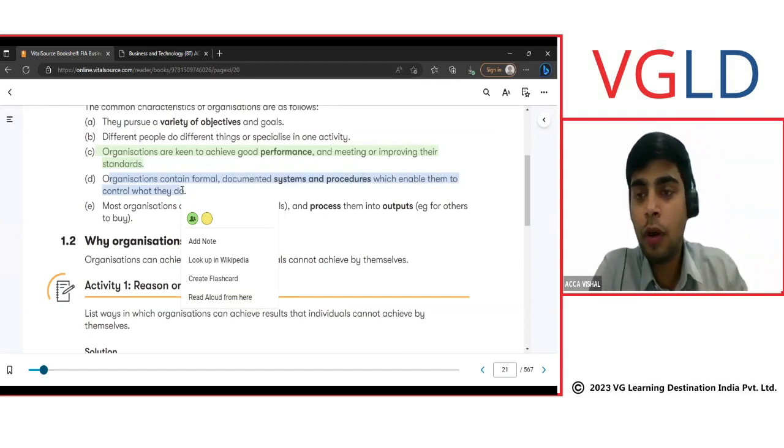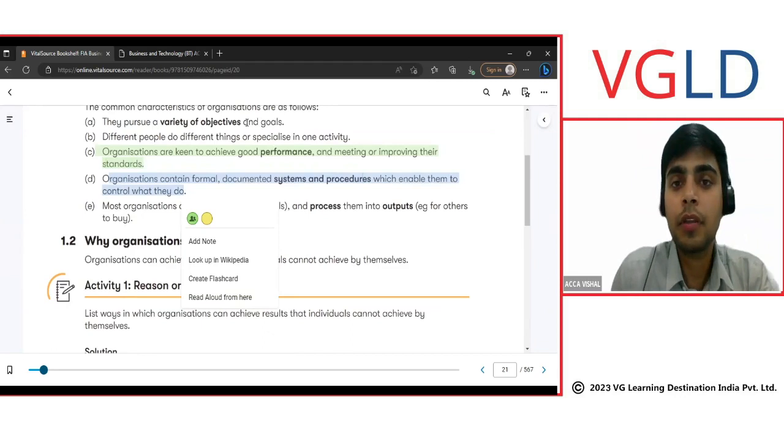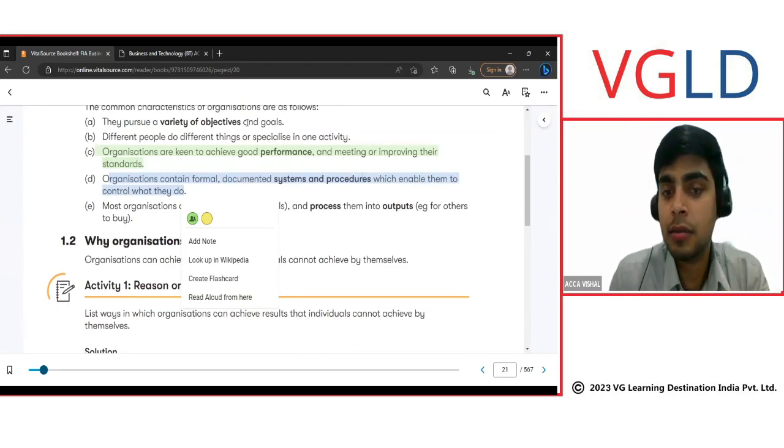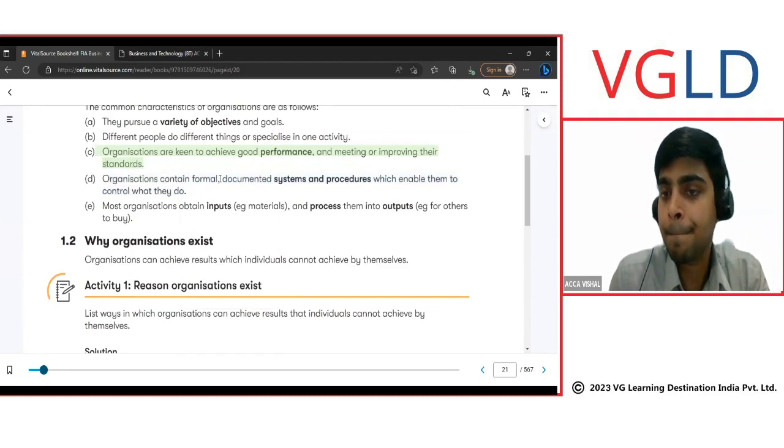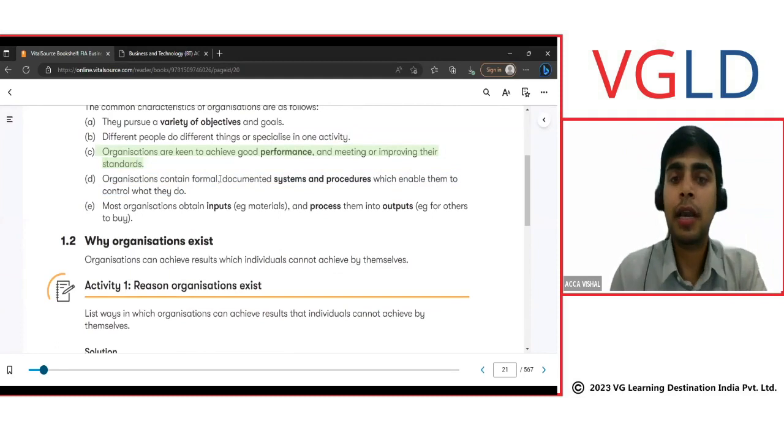So I hope you are familiar with the word formal or informal. In case somebody doesn't know, let me know in the chat. Is there somebody who doesn't know this formal or informal, or should I explain it? I think nobody. Okay, I take it as a no.